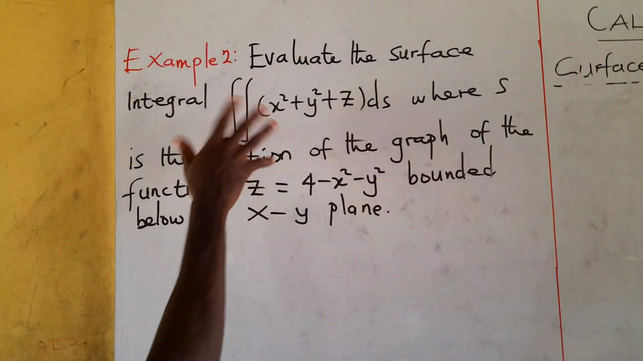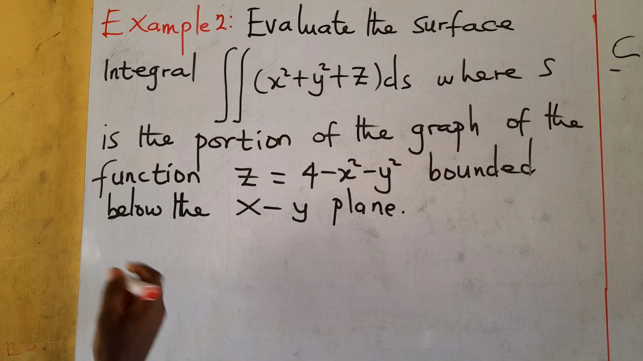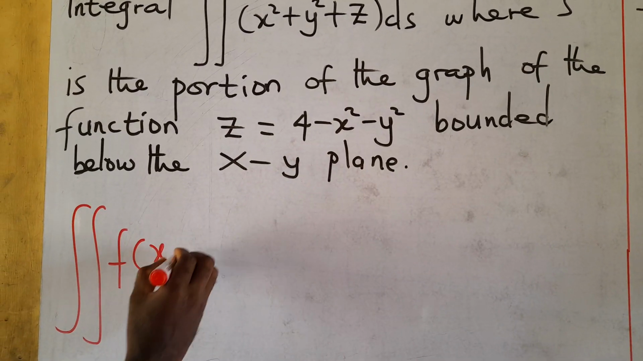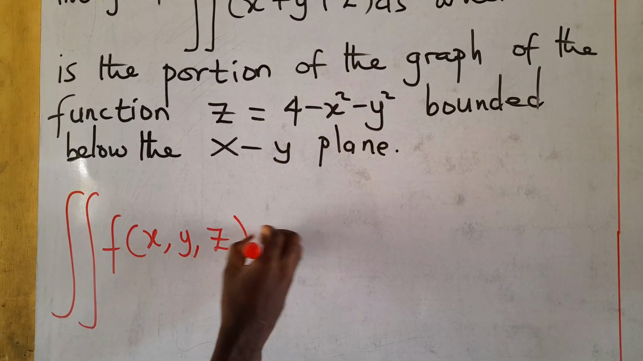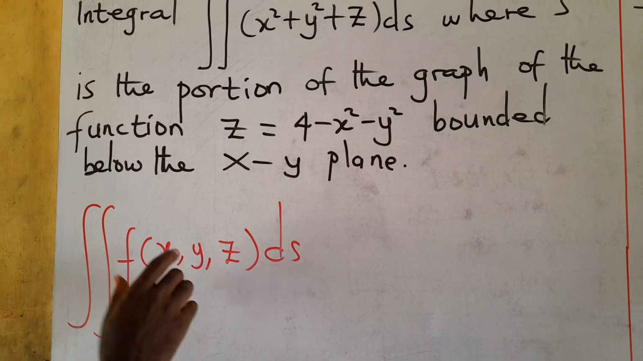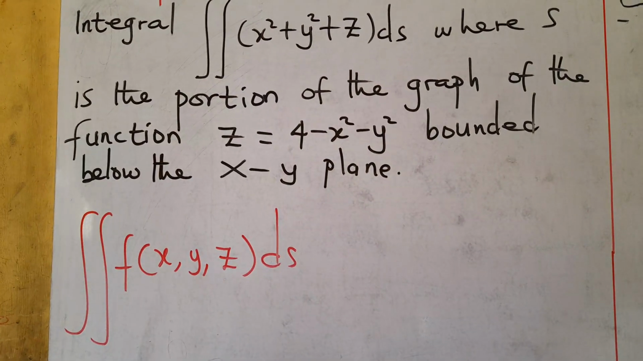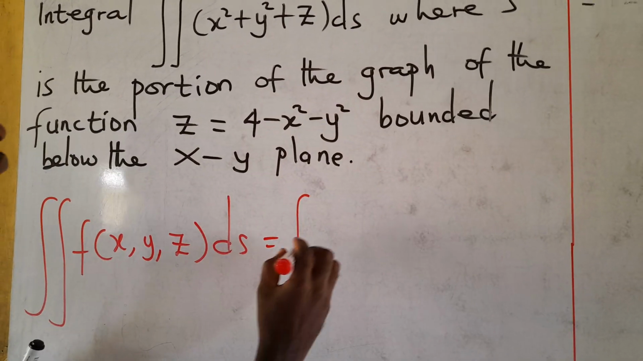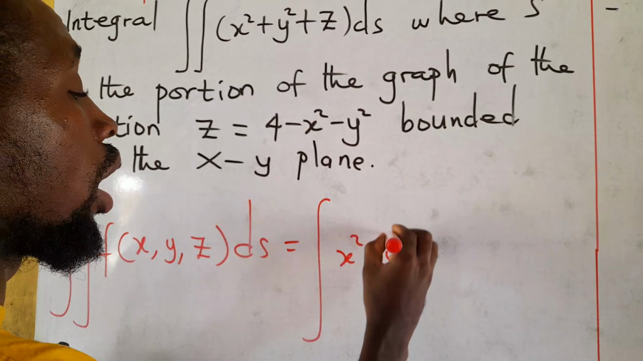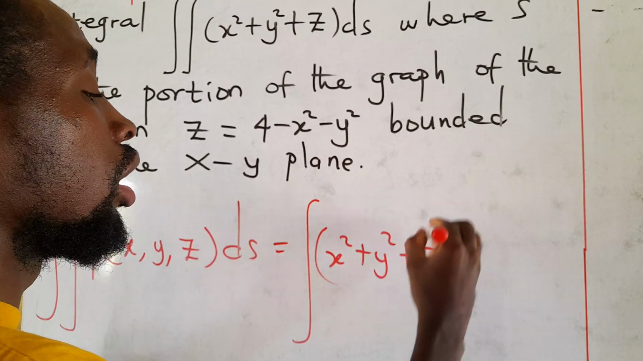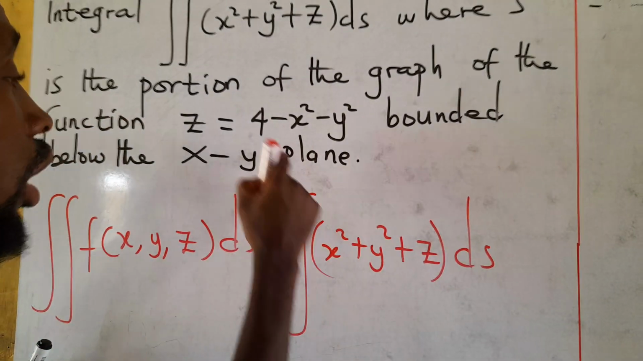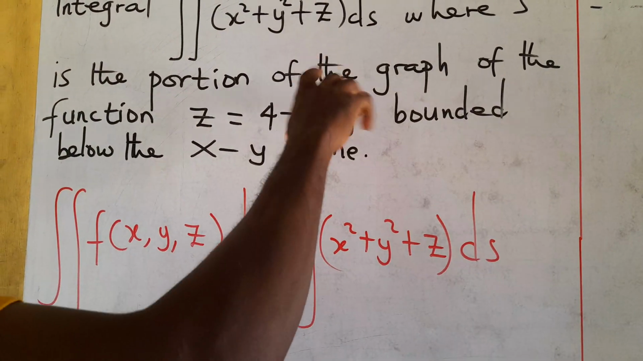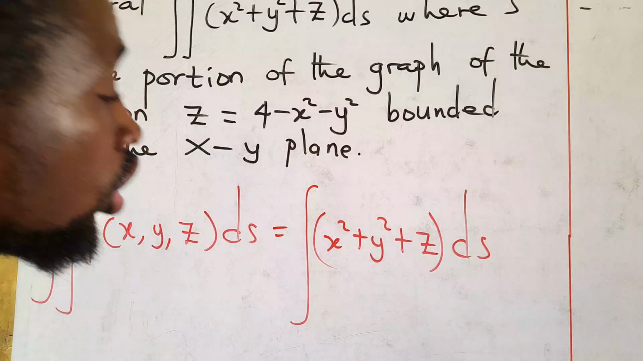So let's see this. Now we know that the surface integral is given as a double integral of a function depending on x, y, and z dS. And remember, the function of x, y, and z is given as x squared plus y squared plus z. We can say this is equal to the double integral of x squared plus y squared plus z dS. Our z is given to be 4 minus x squared minus y squared. And remember, it's also a function g depending on x and y. Very, very important. So we can substitute z.